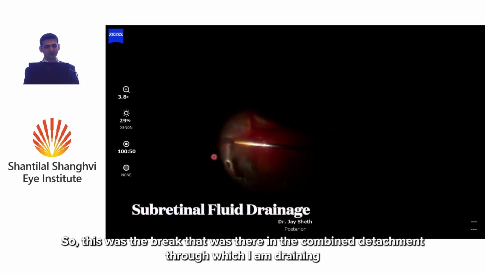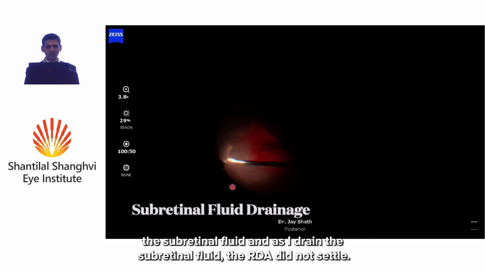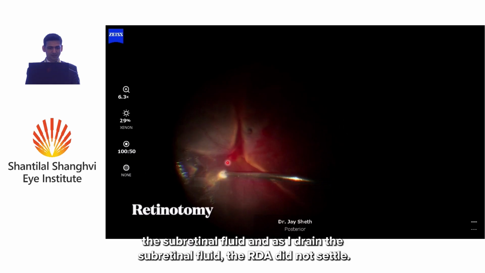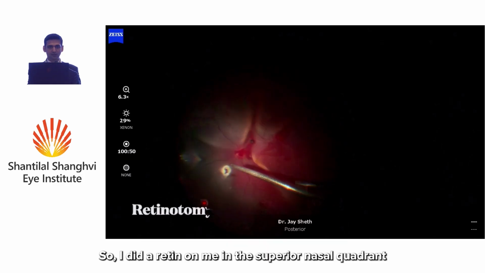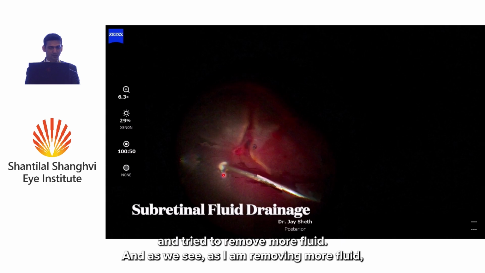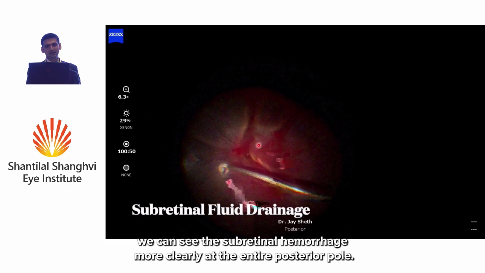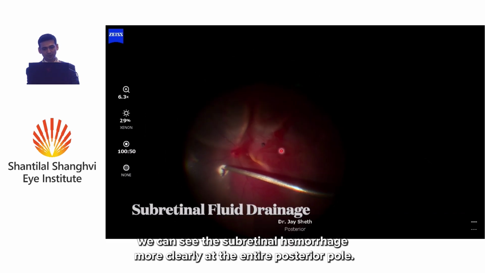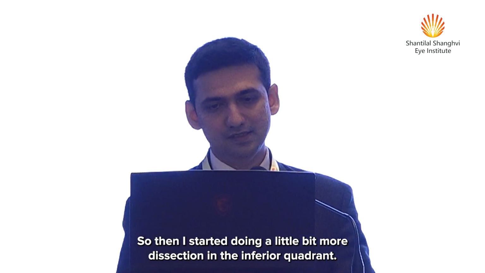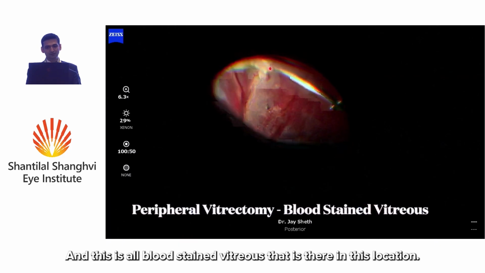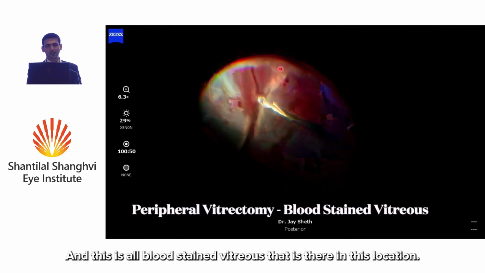This was the break in the combined detachment through which I am draining the subretinal fluid. As I drained the subretinal fluid, the RD did not settle. So I did a retinotomy in the superior nasal quadrant and tried to remove more fluid. As I remove more fluid, we can see the subretinal hemorrhage more clearly at the entire posterior pole. Then I started doing a little more dissection in the inferior quadrant, and this is all blood-stained vitreous.